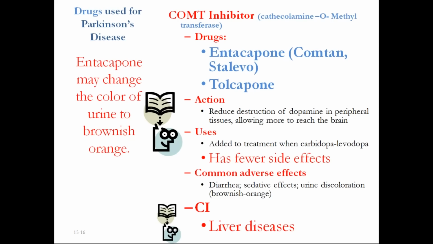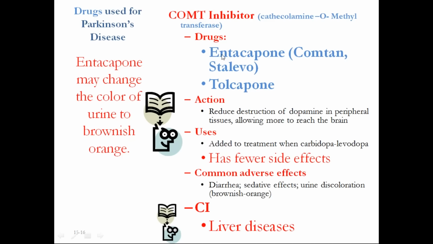So we review a little bit. The first drug used, first line, is the MAO inhibitor. Second, we add the dopamine agonist. Third, we add carbidopa levodopa. And fourth, the last of the 4 groups of medications for Parkinson's, are the COMT inhibitors.